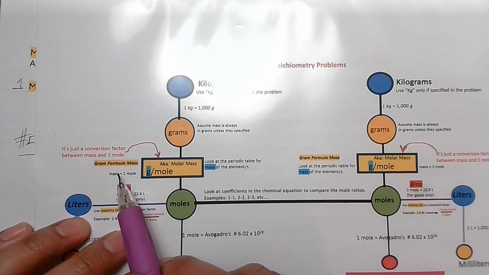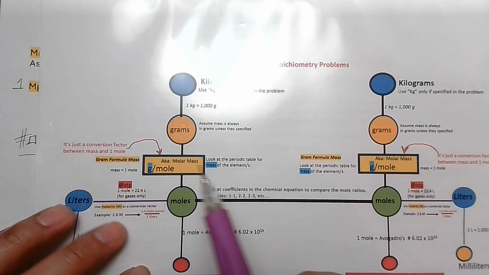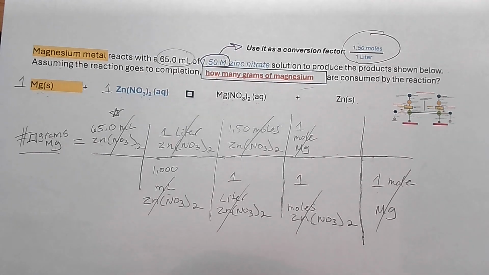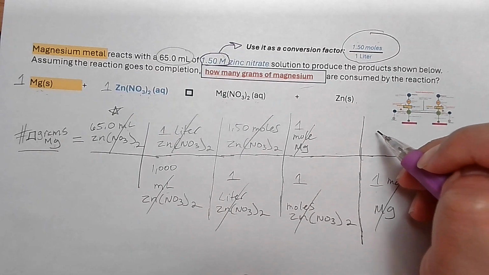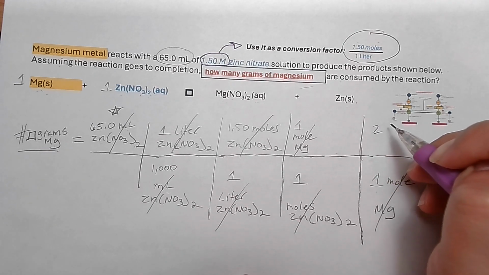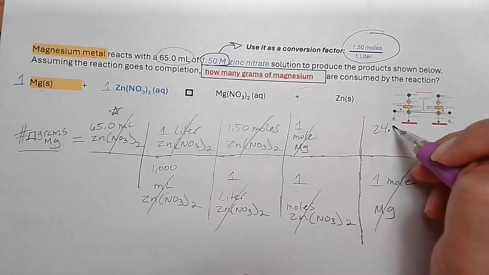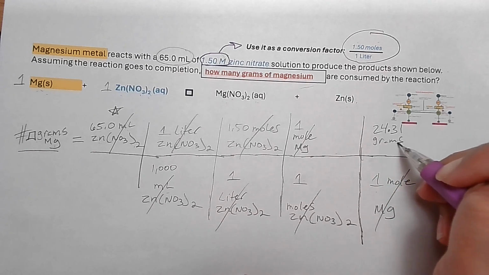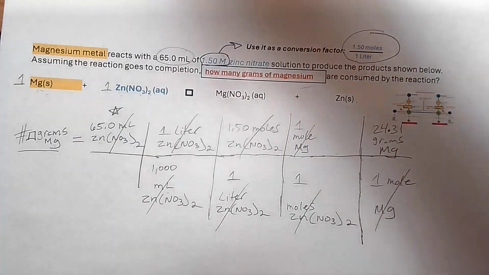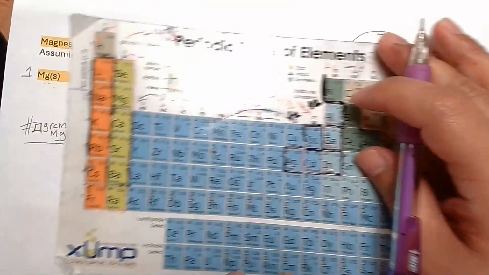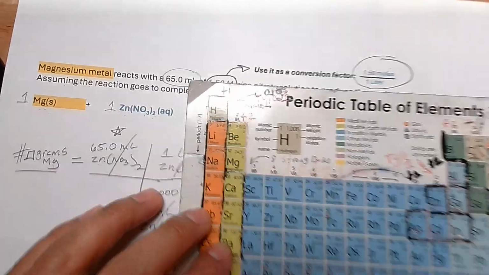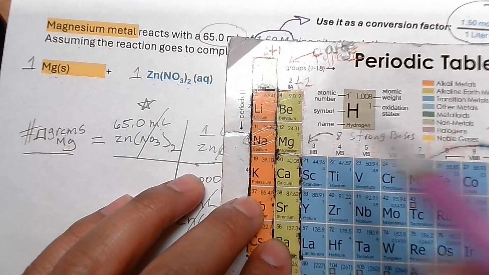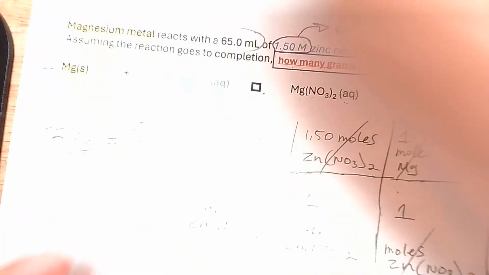1 mole for the amount of mass. The amount of mass of the element, which is magnesium in this case, is going to be 24.31 grams of Mg. And that's just found in the periodic table. So if you look closely, you can see that magnesium's atomic mass is 24.31.